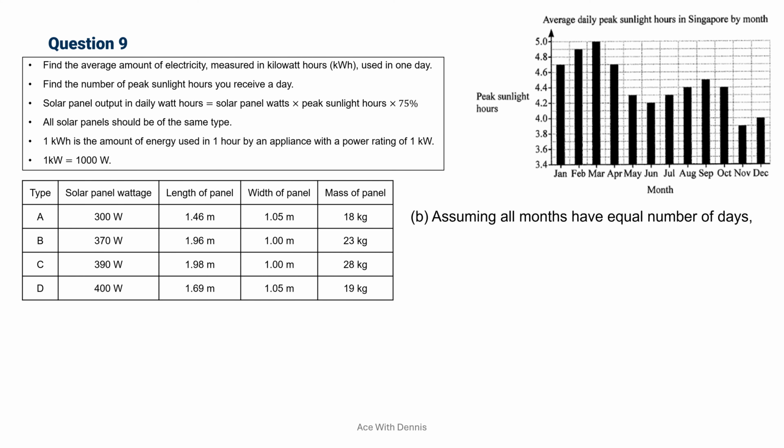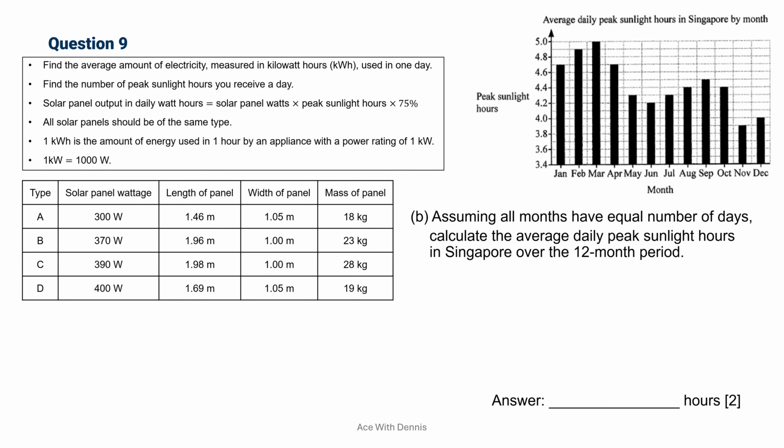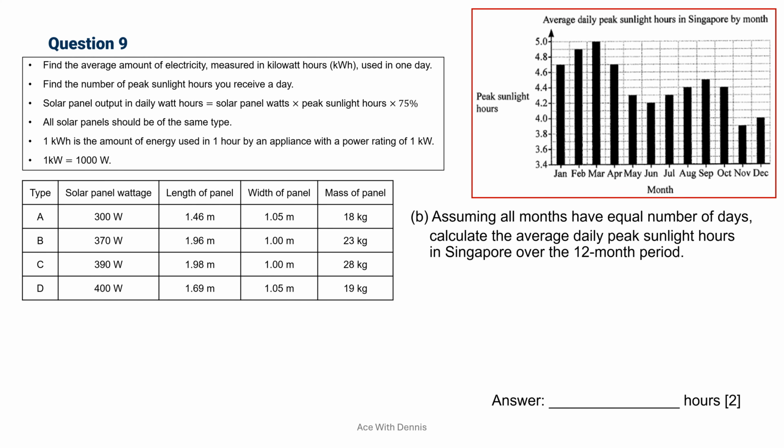B. Assuming all months have equal number of days. Calculate the average daily peak sunlight hours in Singapore over the 12-month period. 2 marks. So to get the answer for this question, we need to look at this diagram.